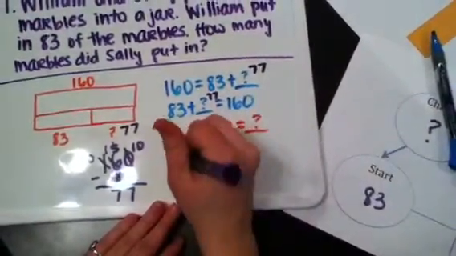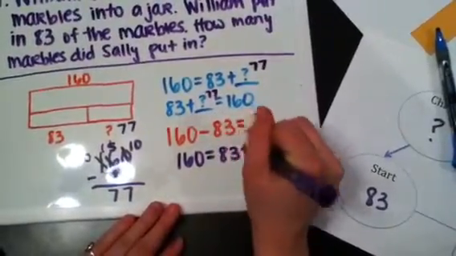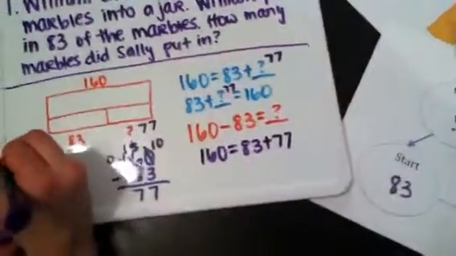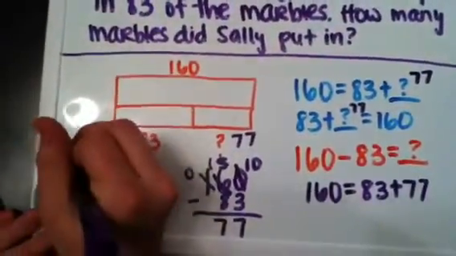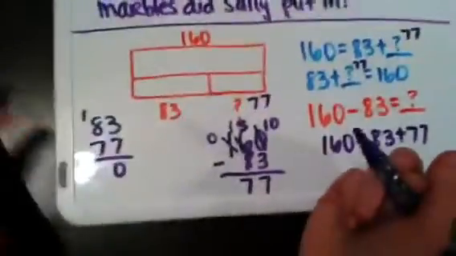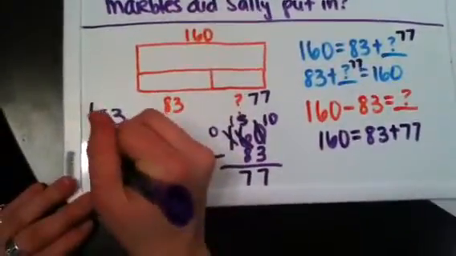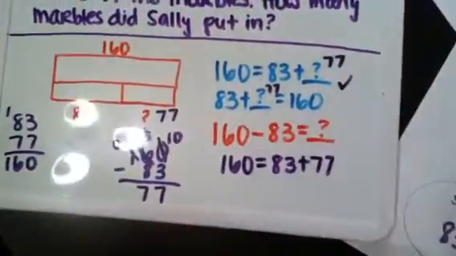So we can see that 160 equals 83 plus 77, and we can line it up over here just to be sure. This is easier to see it that way. 7 plus 3 is 10, carry the 1. 8 plus 1 is 9, plus 7 is 16. So we have 160. So this checks out.